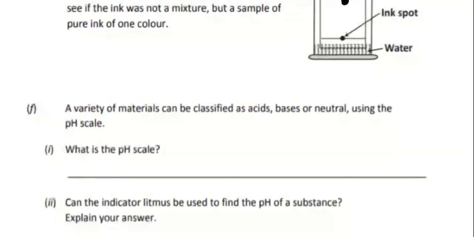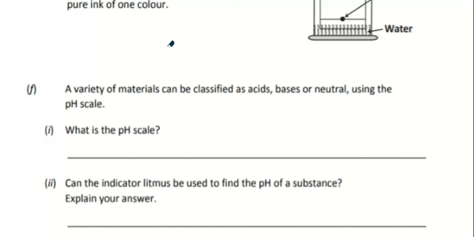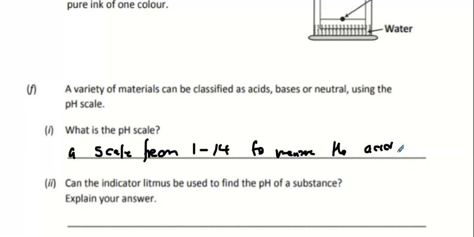Materials can be classified as acids, bases, or neutral using the pH scale. What is a pH scale? A scale from 1 to 14 to measure the acidity or basicity, how strong an acid or how strong a base is of substances.